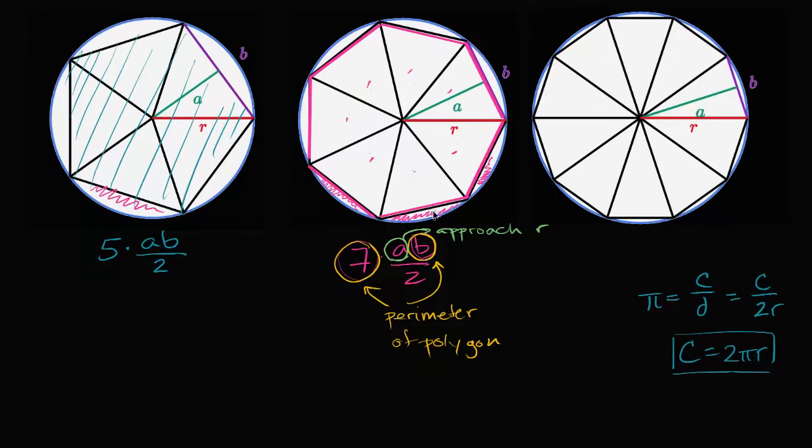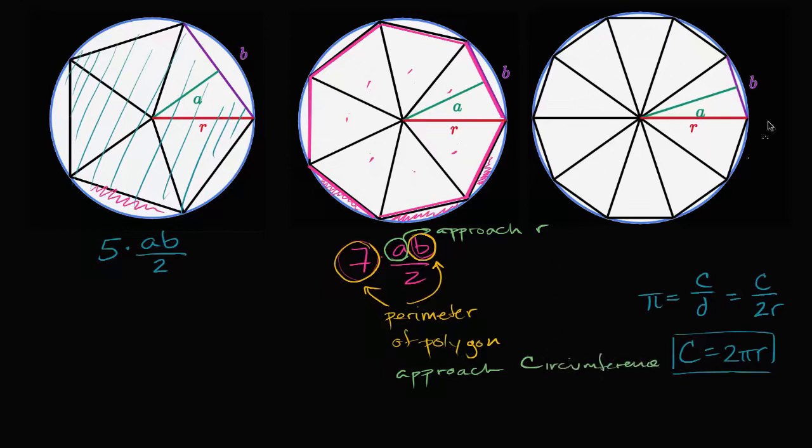And as we add more and more sides, the perimeter of the polygon is going to approach the circumference of the circle. I'll write it out. Circumference.